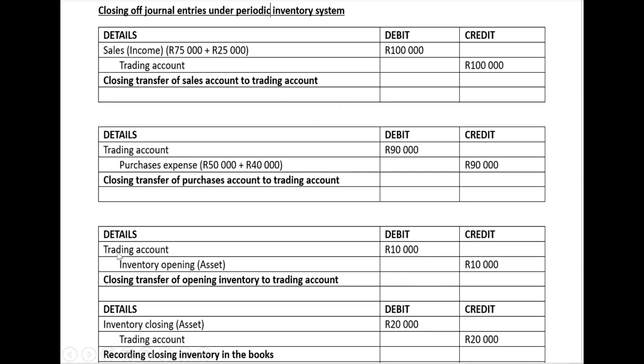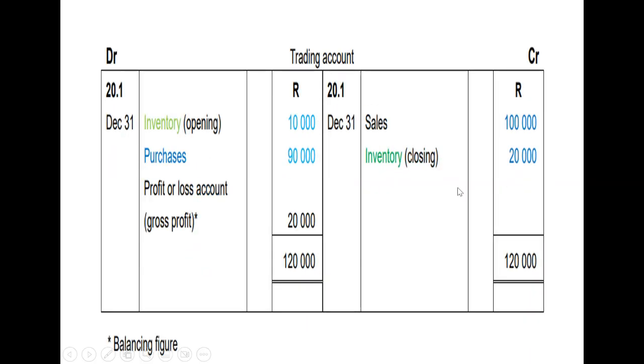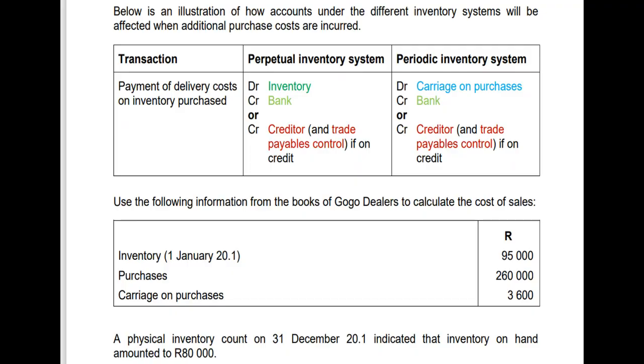We also said trading account is debited. We credited what? Opening inventory. So we go to the debit side of the trading account and post that 10,000, because we said trading account is debited. What do you credit? Opening inventory of how much? Of 10,000. What else did we write here on the trading account?